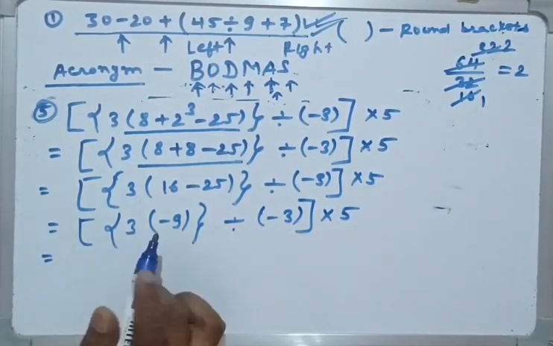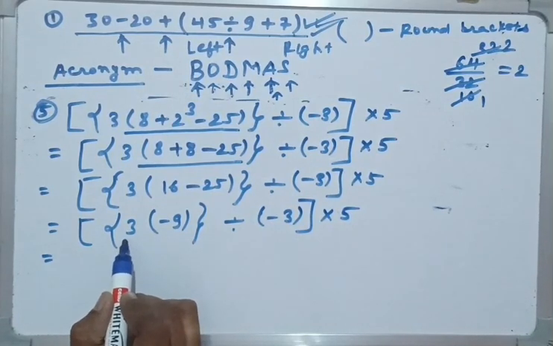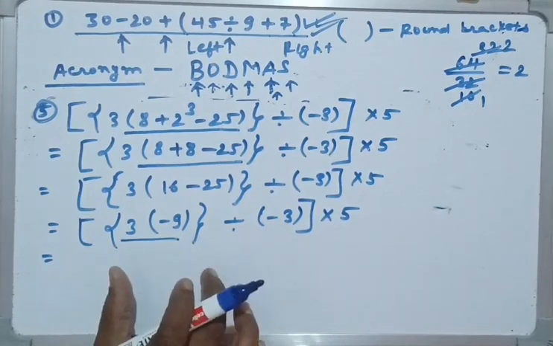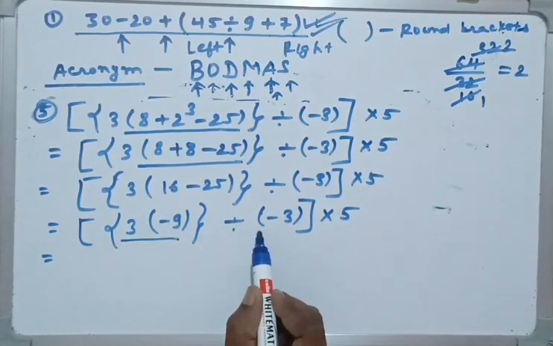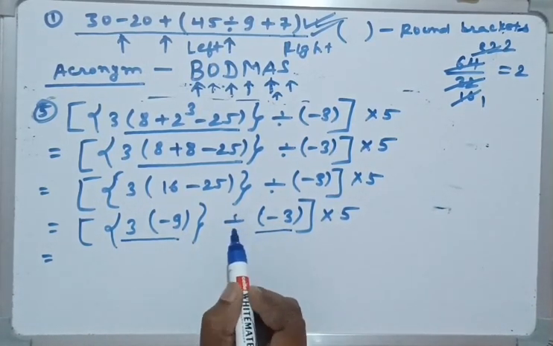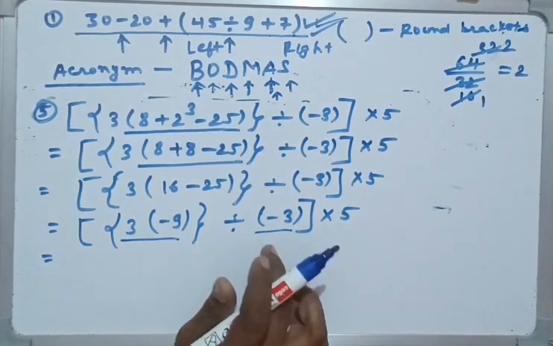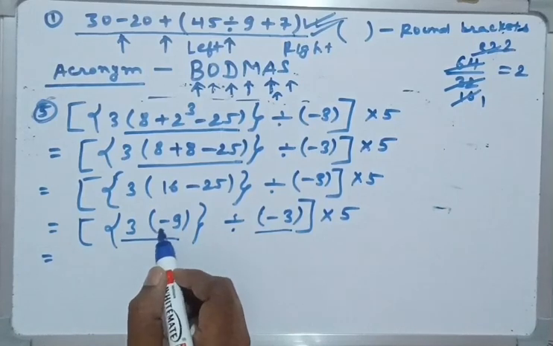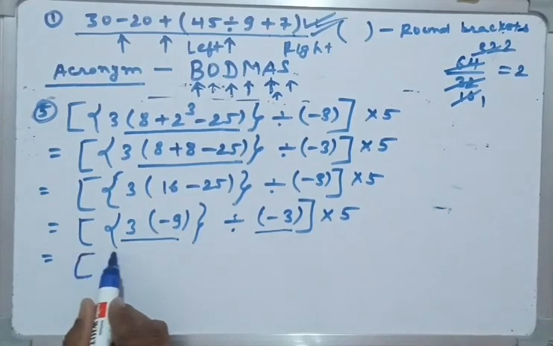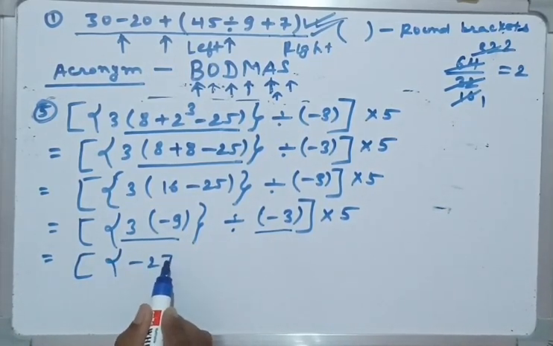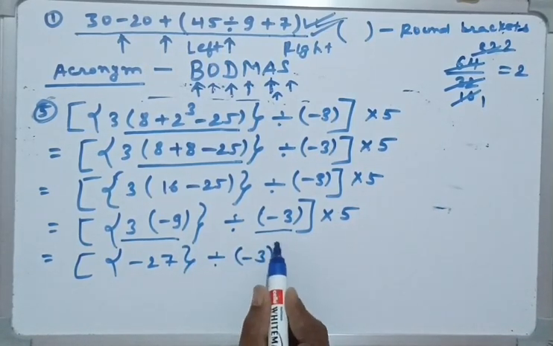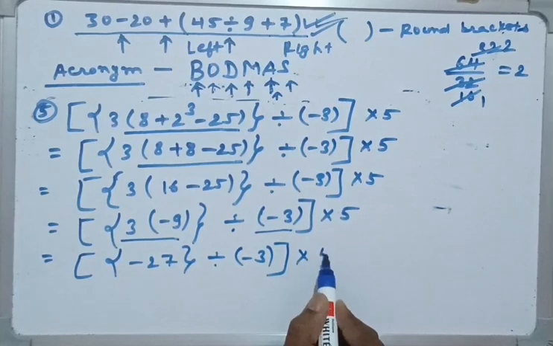Now again we will solve this one. See, here is also a round bracket, but before this one a division sign is given, and this one is a single digit, so you can make it a single term. So you can write it as minus 27. Then this, then the minus sign, then this.